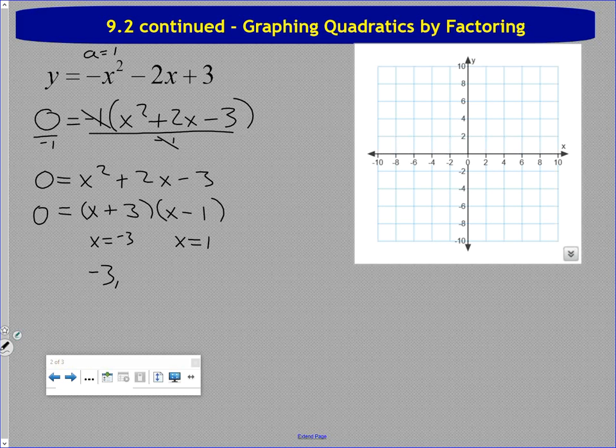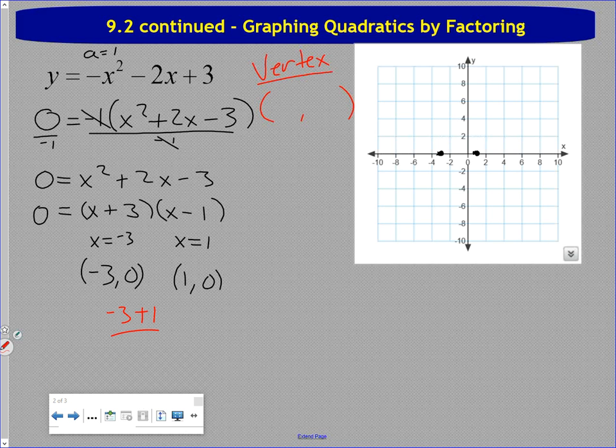So negative 3, 0 and 1, 0. Perfect. Now I need the vertex. Again, the vertex is halfway between those two points, right? So halfway between negative 3 and 1 means take the average of the two. Negative 3 plus 1 is negative 2, divided by 2 is negative 1.